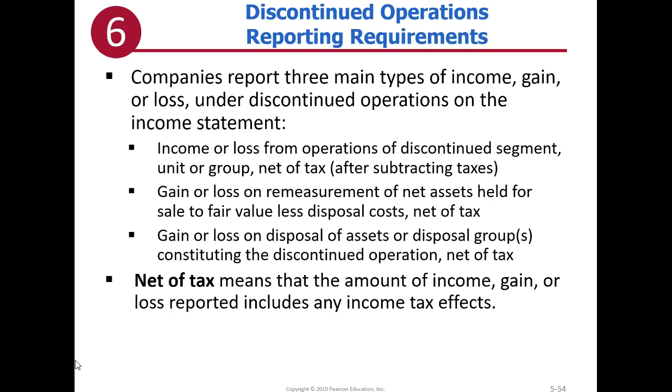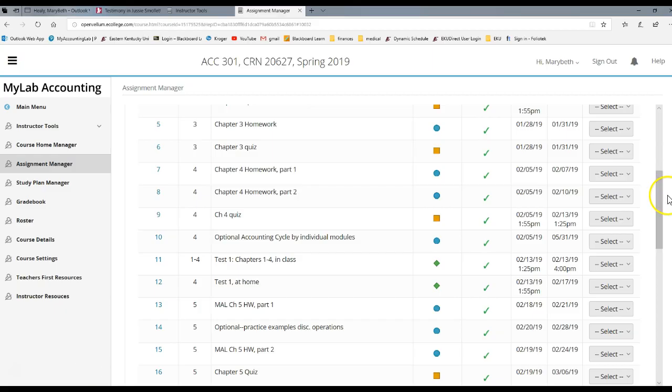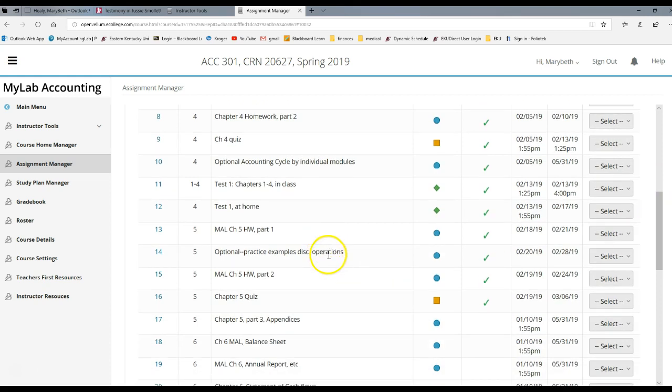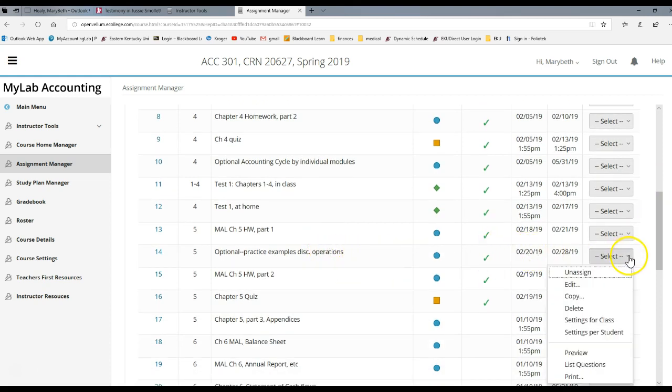So whenever you figure out your discontinued gain or loss, you're going to have two pieces. First, the income or loss from those operations, and second, you're either going to have the gain or loss from selling it or the gain or loss from marking it to fair market value. Now, these discontinued operations are always shown net of tax. I have added an optional assignment on My Accounting Lab, which includes the problems that I was planning to go over today in class. So here we have our optional practices, and I'm going to open it up.